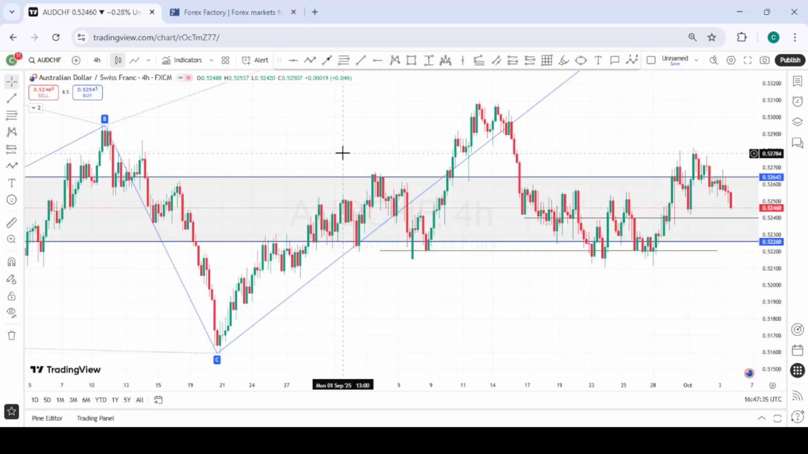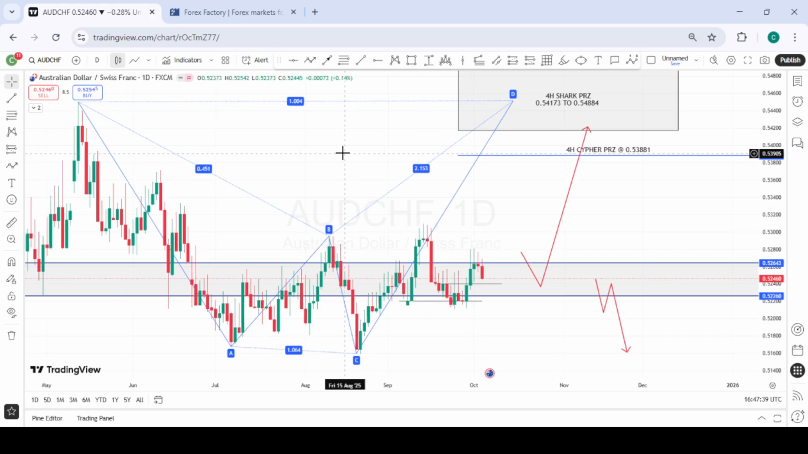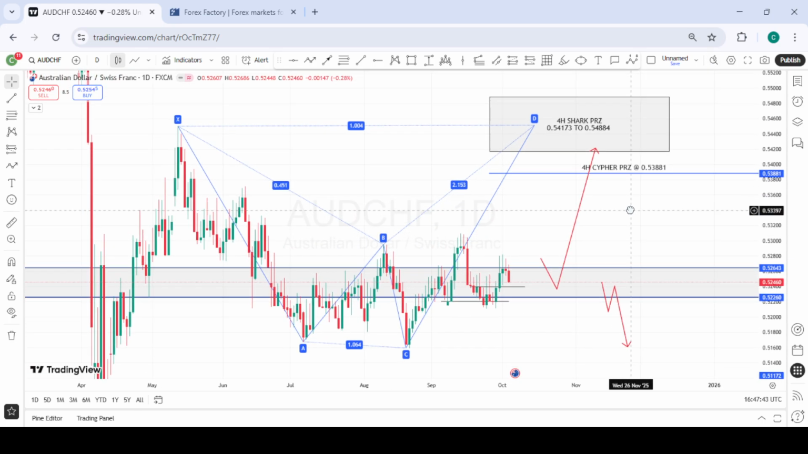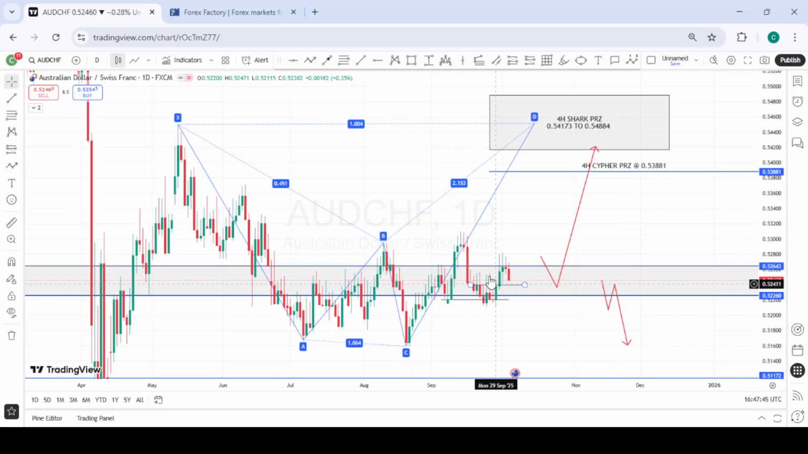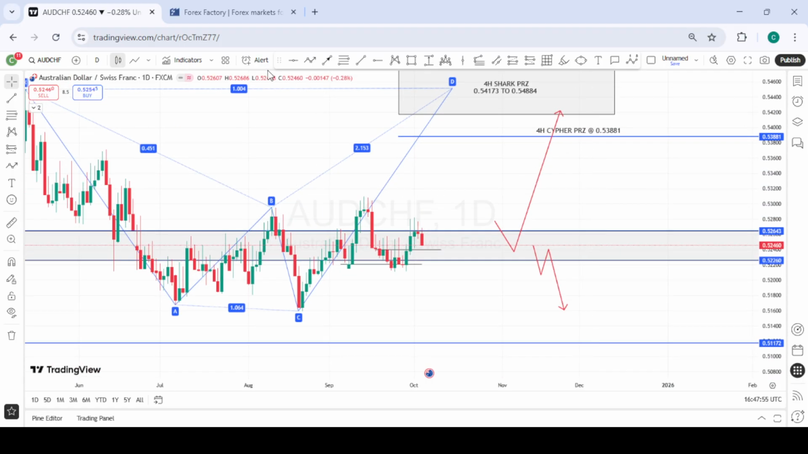We also have here AUDCHF. We've had this setup for weeks now, which we are expecting price to give us a possible cipher or shark pattern, and then we are expecting price to react from this area of interest, and we've gotten that reaction. So for the coming week, all we need to see is price to give us a possible C-leg formation.